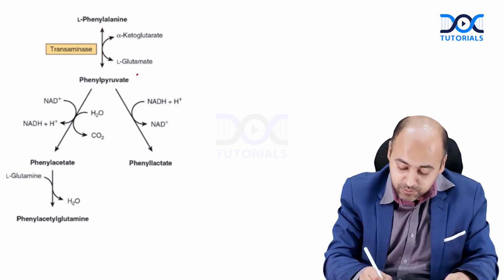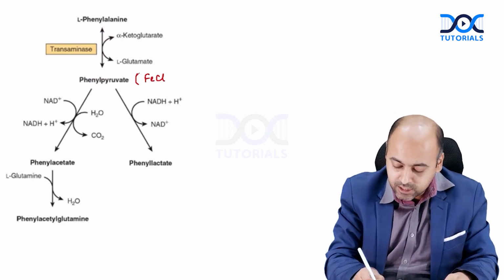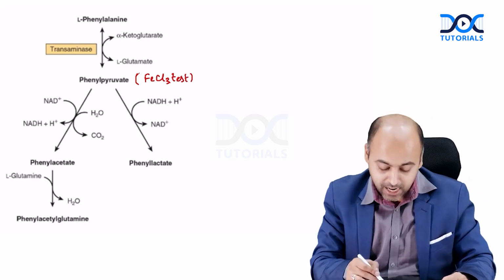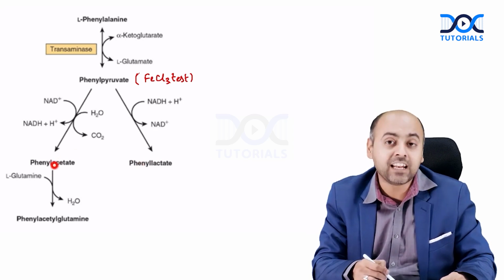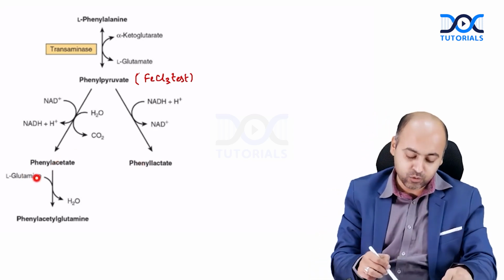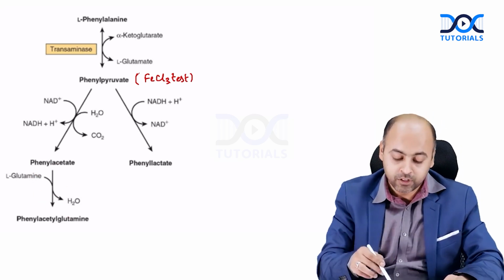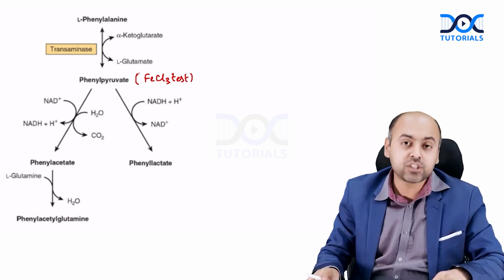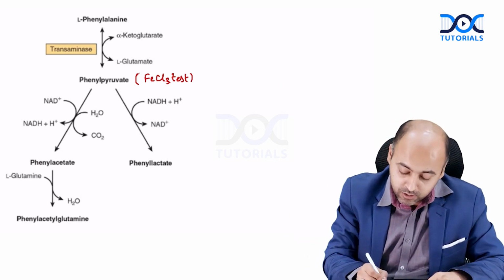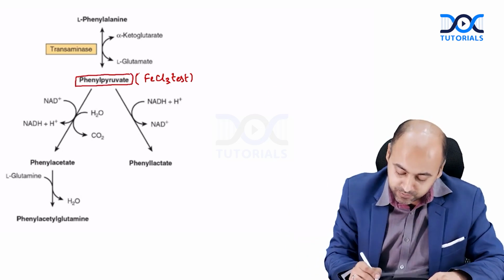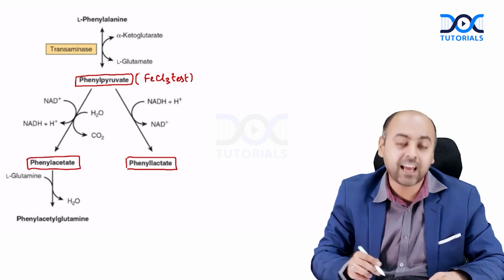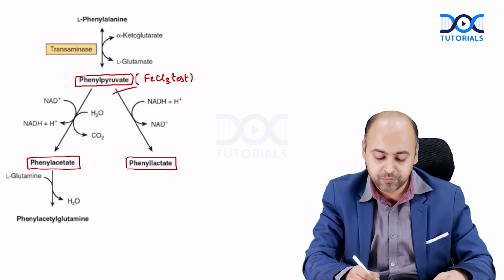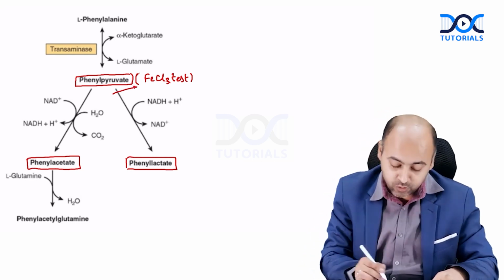Remember, this was the substance that we were testing in the ferric chloride test. This phenyl pyruvate can either be converted into the phenyl lactate or it can be converted to the phenyl acetate. Remember, we had said phenyl acetate can combine with glutamine to give us the phenyl acetyl glutamine. So the substances which might be found in the urine are the phenyl pyruvate, the phenyl lactate and the phenyl acetate. Remember, the phenyl pyruvate will be the substrate which will react in the ferric chloride test.